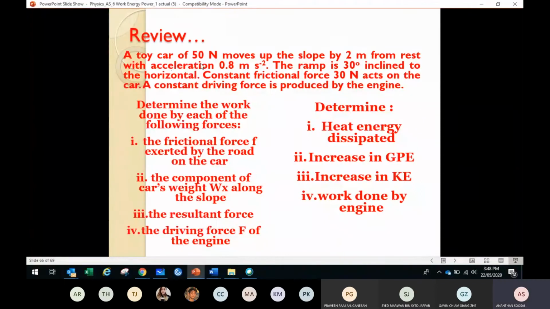A toy car of 50 Newton moves up a slope by 2 meters from rest with an acceleration of 0.8 meter per second squared. The ramp is 30 degrees inclined to the horizontal. A constant frictional force of 30 Newton acts on the car. A constant driving force is produced by the engine. Determine the work done by each of the following forces.